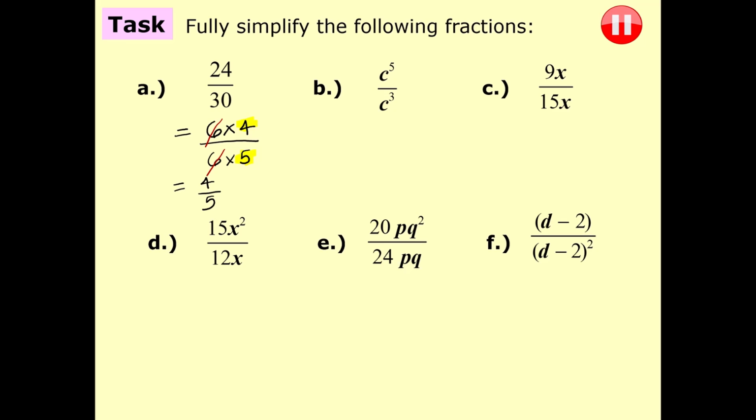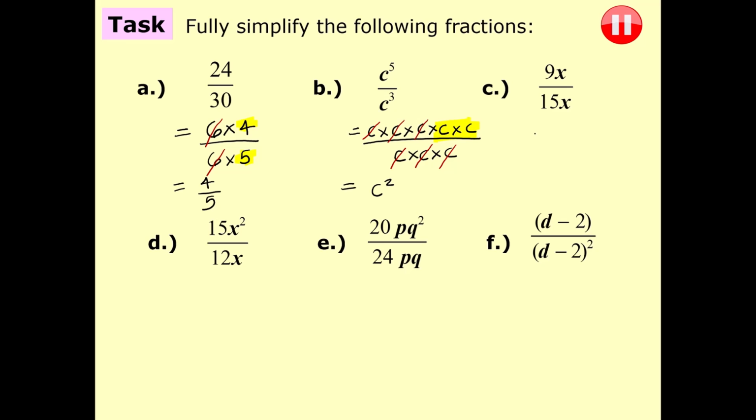Next one, so we've got c to the power 5 over c cubed. So c times by itself 5 times, all over c times by itself 3 times. We can cancel top and bottom. If we have a c on the top, we can cancel it with a c on the bottom. We've got another c, cancel again, and we've got another one, cancel again, which means we'll be left with just c times c on the top. So that means c times c, our final answer, is going to be c squared.